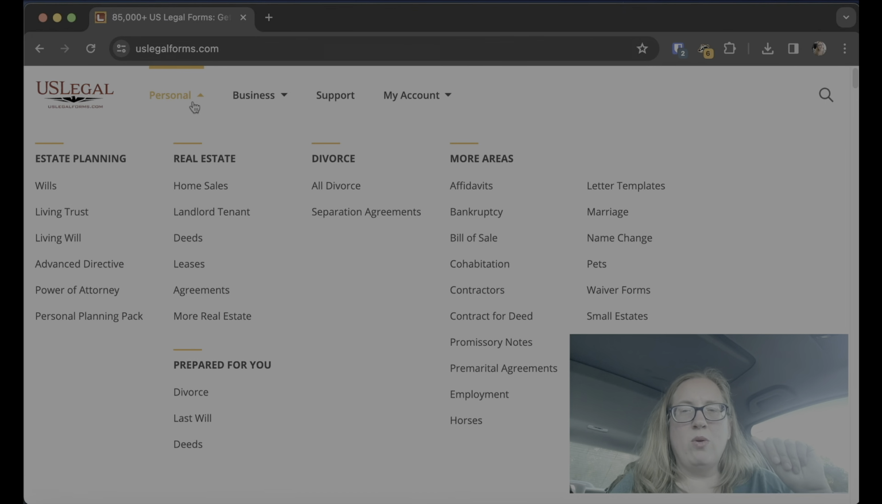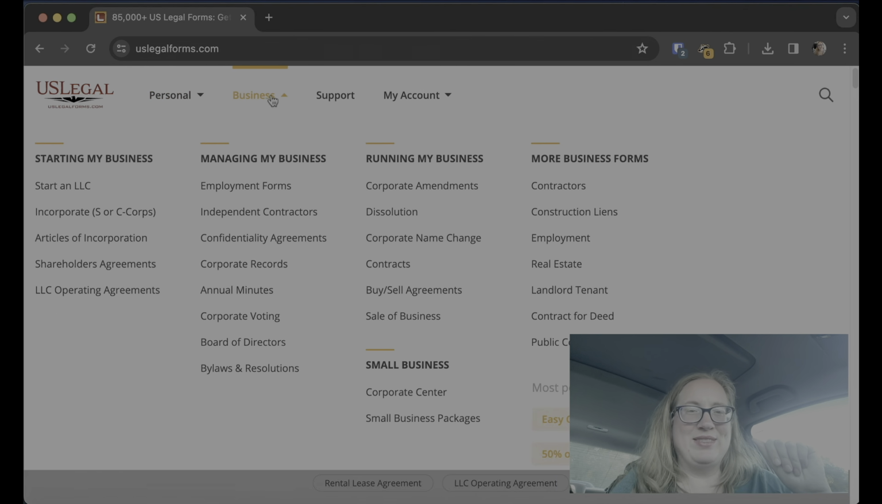However, I just wanted to show you all the different stuff that they have in here that could be very helpful for you. Horses. Okay, I'm very distracted by all these different documents.